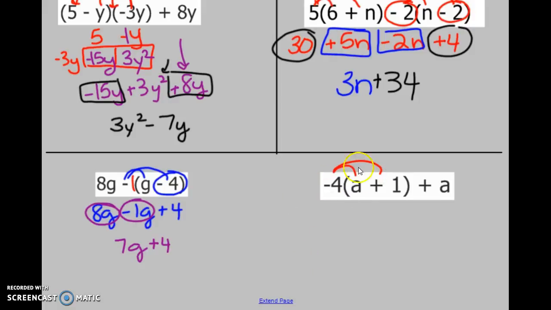Distributing negative 4 times a is just negative 4a. Negative 4 times 1 is negative 4. And then we have plus a over here. Again, this is really just a 1a. So negative 4a plus 1a is negative 3a. And then minus 4, because we can't combine that with anything.